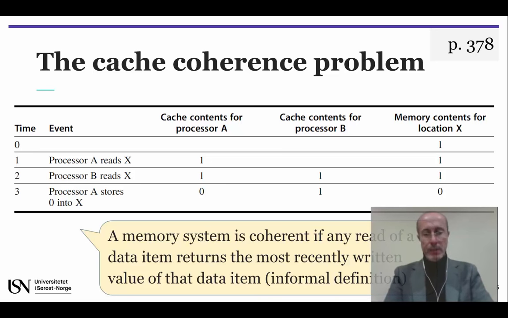Let's look at this example. Initially, neither cache contains the variable x, and x has the value of 1. Then the two processors read x in sequence, followed by a write operation by A that changes the value of x to 0. The situation shown in the last line of this table is what we must prevent, since the cache of B is now out of date, and so B will get a wrong value for x if it reads it from its local cache.